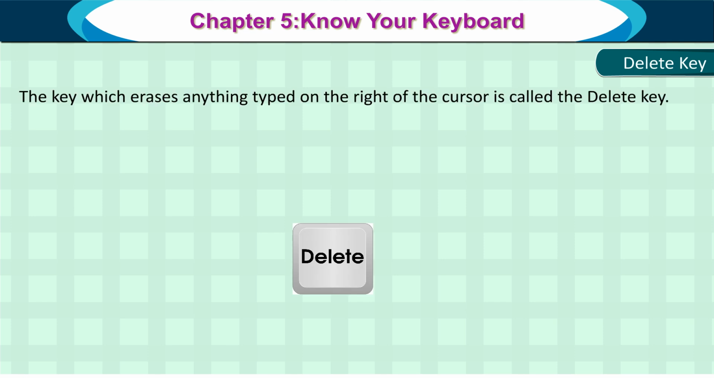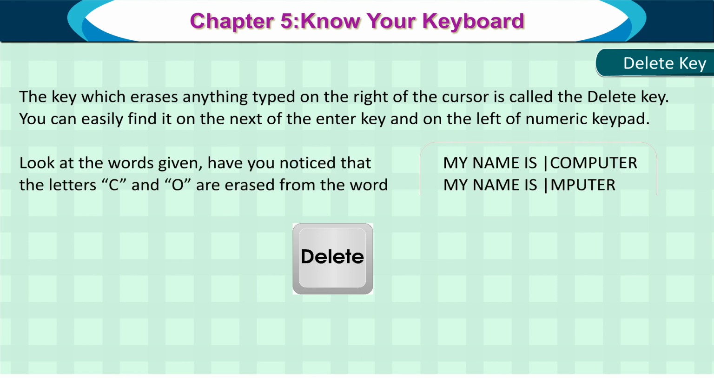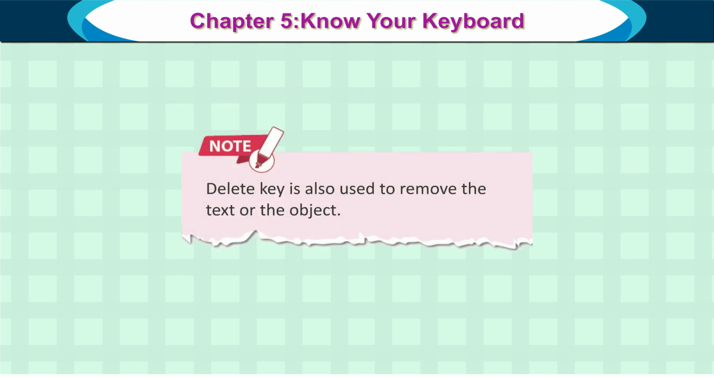Delete key. The key which erases anything typed on the right of the cursor is called the delete key. You can easily find it next to the Enter key and on the left of the numeric keypad. Look at the words given. Have you noticed that the letters C and O are erased from the word computer, but the cursor remained at its place? Note, the delete key is also used to remove the text or the object.